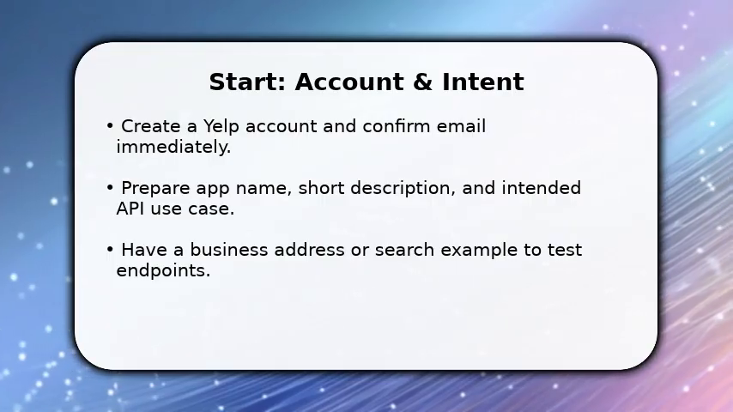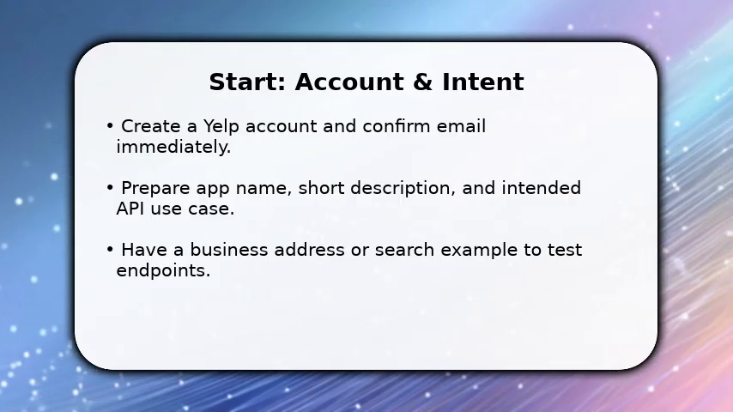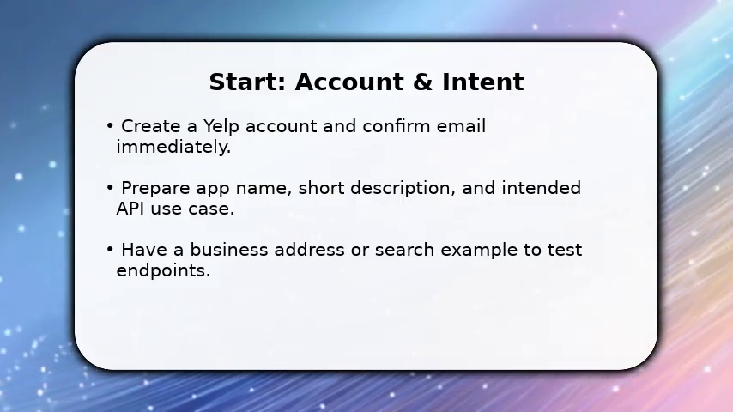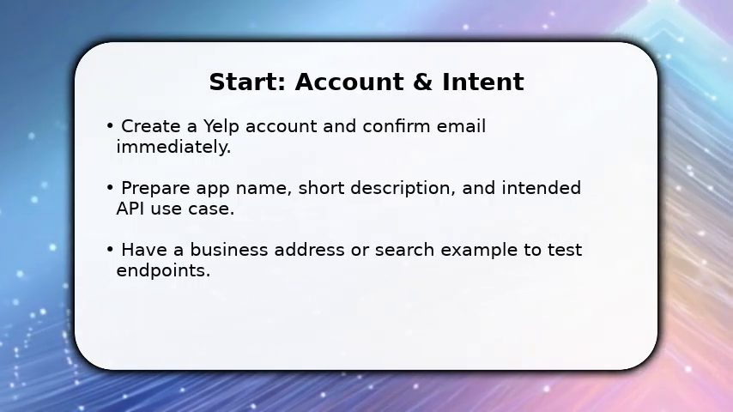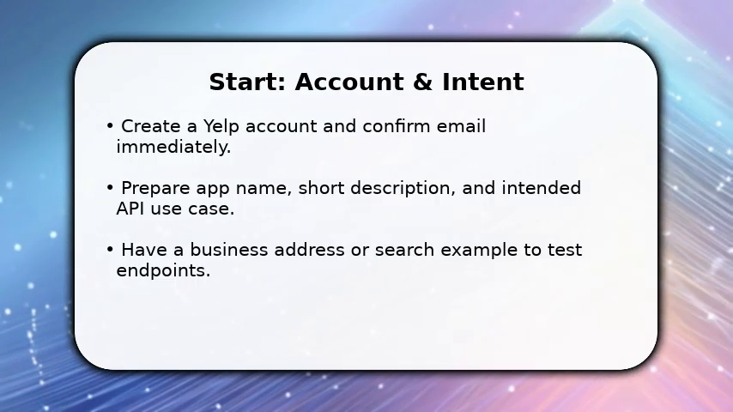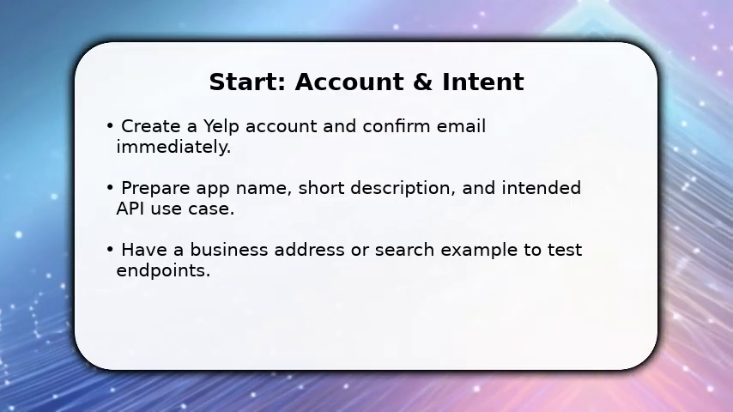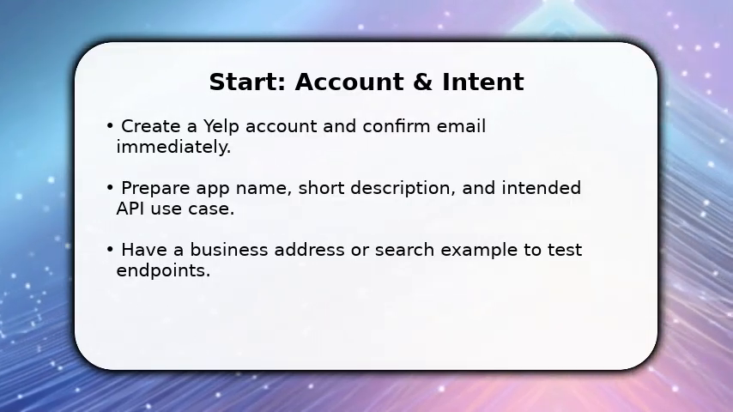You start by making a Yelp account and verifying your email so you can register an app. Once done, decide the app name and a concise use case. That description speeds approval and clarifies rate expectations. Make sure to note a test business or search query you'll use for validation.